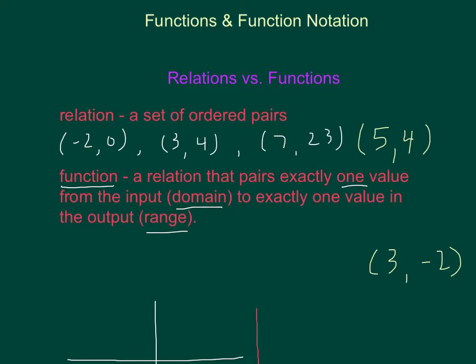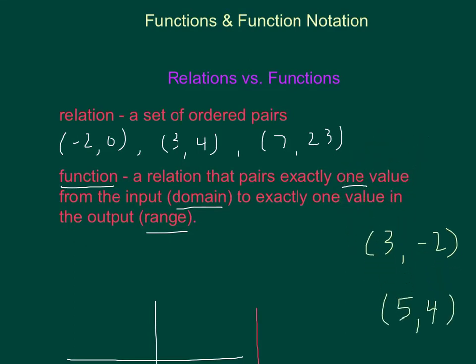Let me see if this clarifies things. I'm going to take 5, 4 out of the picture, and I'm going to put 3, -2 up here. Now what do we see? If you take a look, we have 3 in here 2 times. One element of the domain, 3, gets mapped to 4. It also gets mapped to -2. That's not satisfying the definition. 3 cannot get mapped to 2 different places. It can only get mapped to exactly one value in the range.